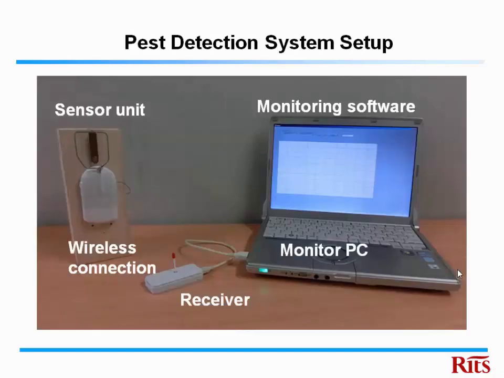This is the actual setup photo. On the left-hand side is the sensor unit, attached to the wooden post. Of course, some pests are kept in the wooden post. Via the wireless connection, we have a receiver connected to the PC through USB. The PC has a monitoring program which monitors the trend of oscillation frequency. Actually, we are monitoring the 2 MHz in this case.